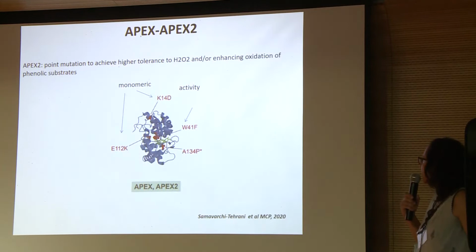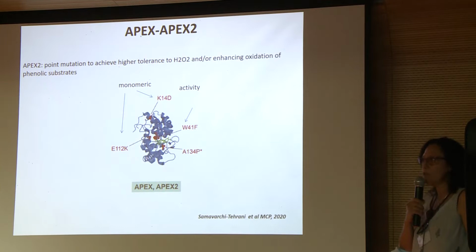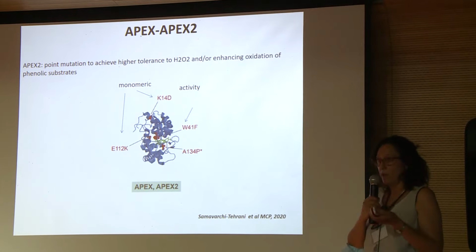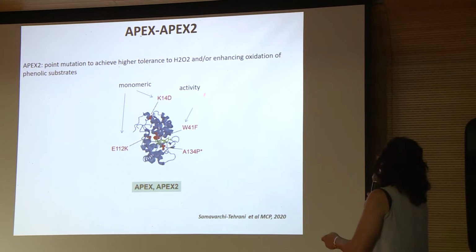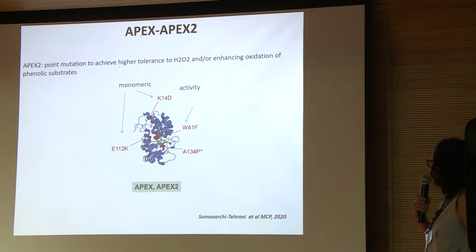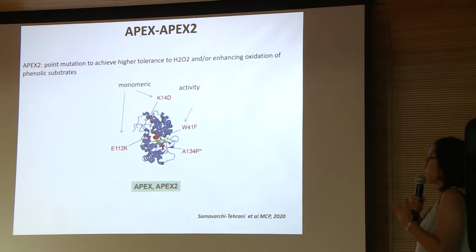So in this case, there are a lot of enzymes that are being developed as well to improve the performance of APEX, including monomeric versions, for example. These mutations diminish the ability to form dimers, so it's better as a reagent. And this one, for example, improves the activity towards phenolic residues. So all these things are happening and are improving the enzymes we can use for this kind of approaches.